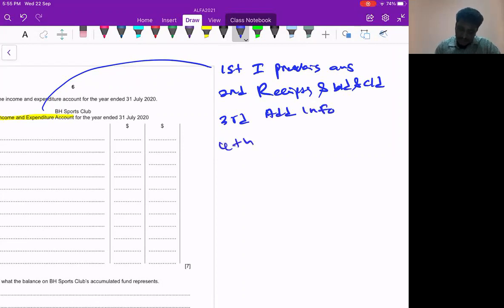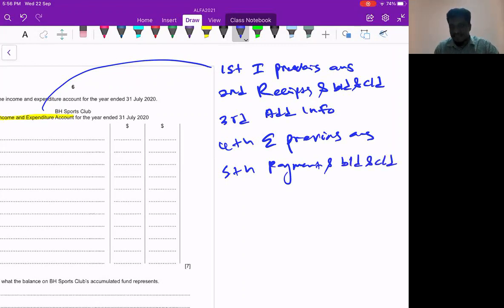After that, the fourth step, go back to the expenses. Check from the previous answer. From the previous answer, do you have any expenses or not? Then the fifth step, you check the payment, and also check balance BD and balance CD. Do you have any expenses or not? The sixth step is check the additional information. If you follow this step by step, you never go wrong and you don't miss out anything.